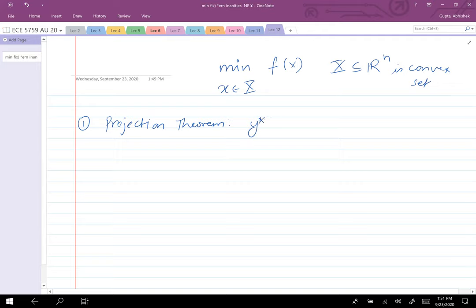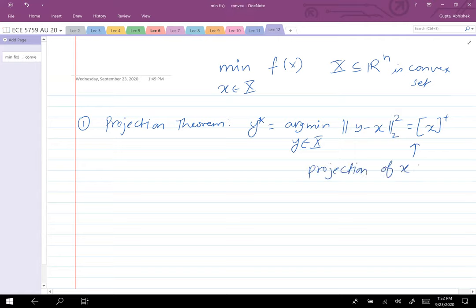What he meant was, he wants to find a point y star, which is the argmin over y in capital X of the norm of y minus x. This is the projection, which I'm going to denote by x in square brackets with a superscript plus. This is the 2 norm squared. This is the projection of x onto capital X. So that's what is meant by projecting a point that is outside the set onto that set.